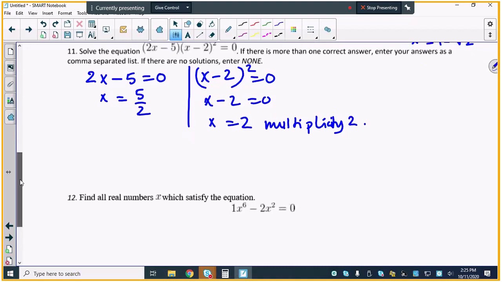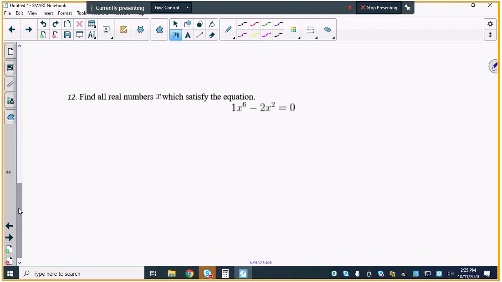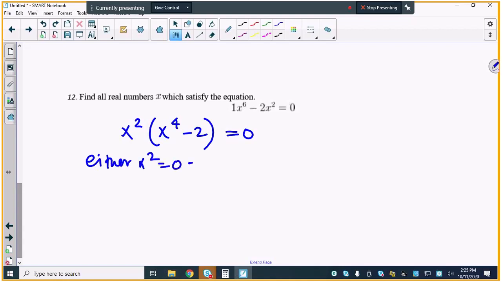My next problem is solving for real number zeros: x to the power 6 minus 2x squared equal to 0. So what do I do? Well, x squared is common, factor it out. You get x squared times x to the power 4 minus 2 equal to 0. So either x squared is equal to 0, which means x is equal to 0, but the multiplicity again is more than 1, it is 2.